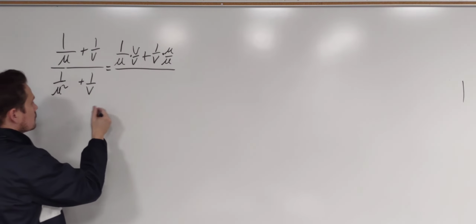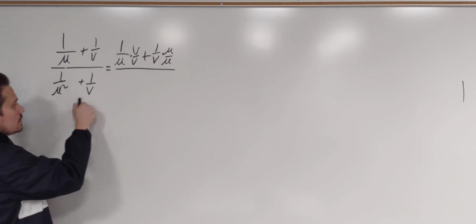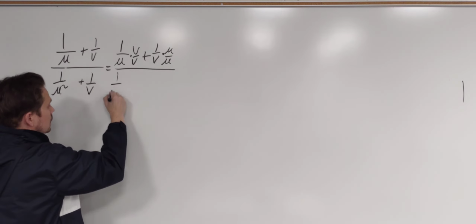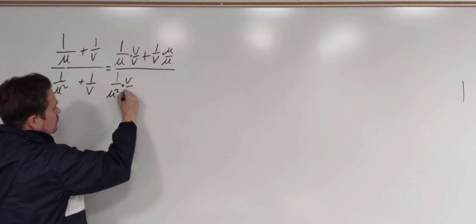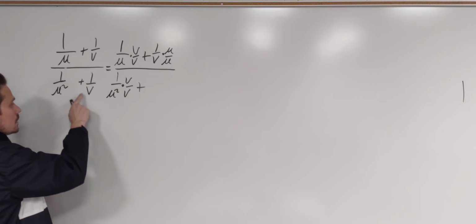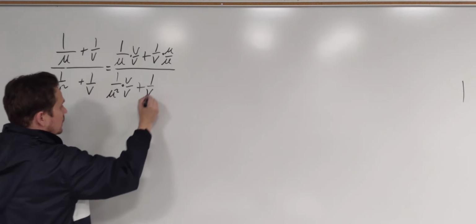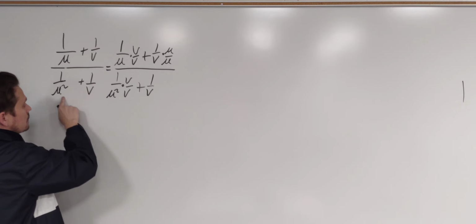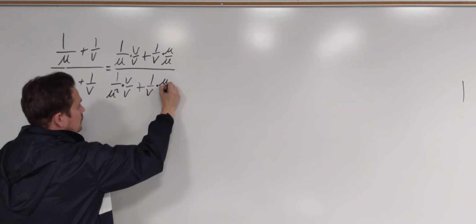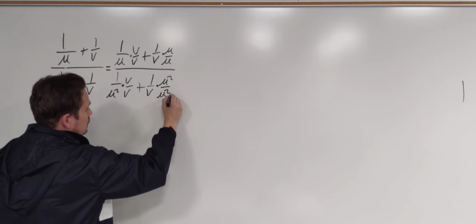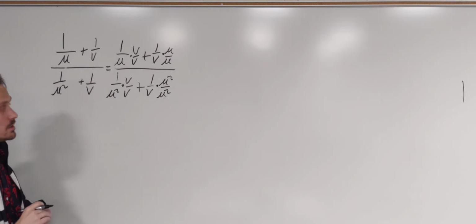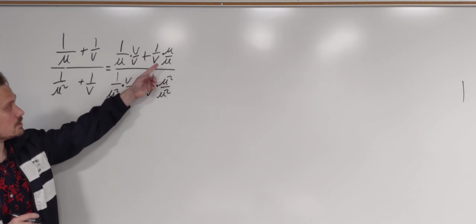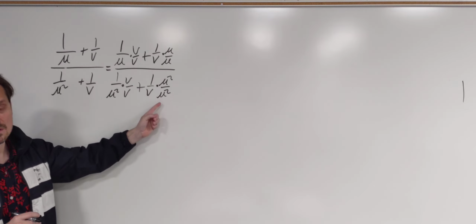This is 1 over u squared. What's missing here is the v. So again, you're going to do 1 over u squared times v over v plus. Then again, this is 1 over v. And then what's missing with this one is the u squared part. So you're going to multiply by u squared over u squared this way. Let me stress this, very important. V over v is 1, u over u is 1, v over v is 1, u squared over u squared is 1.